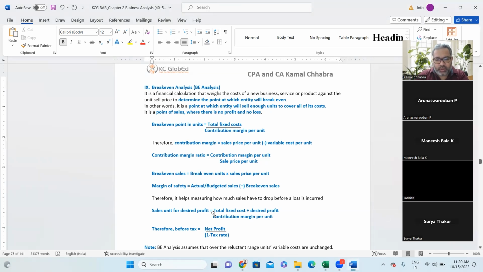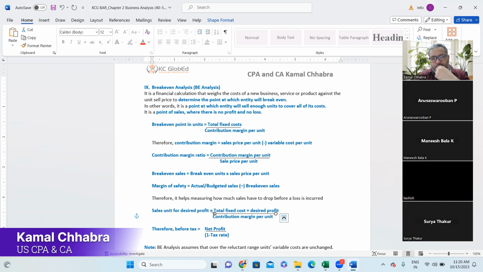Right? What does this formula stand for? To calculate the sales needed for the desired profit for the organization. Fixed cost plus desired profit divided by contribution margin per unit. Right? Any doubt on this formula? So these are all formulas we will have to mug up, right? Yes. This formula you need to pen down.